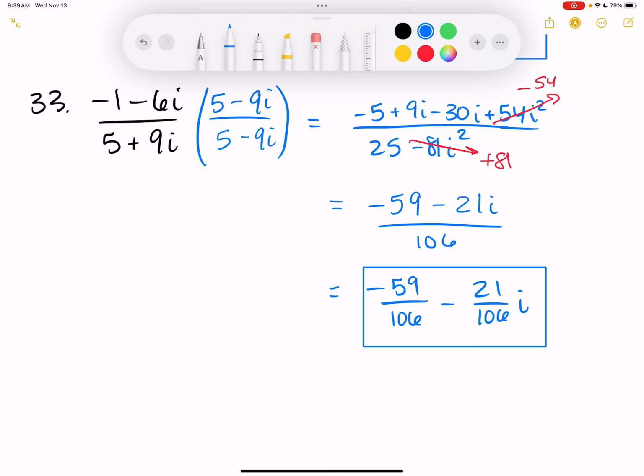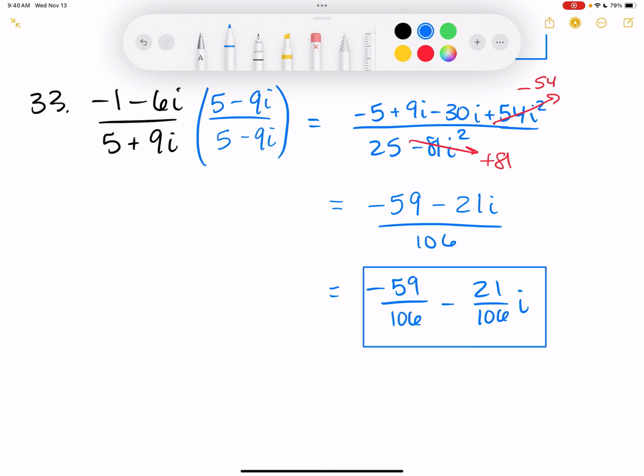Do we have an answer yet? Yes. All right, what do we get? Negative 59 over 106 minus 21 over 106i. Do we agree? I disagree, I got 59 over 56 plus 21 over 56. How did you get 56? Oh, it's subtracted instead of adding. That's why. I still got 106. Yeah, it's 106. So it's negative 59.